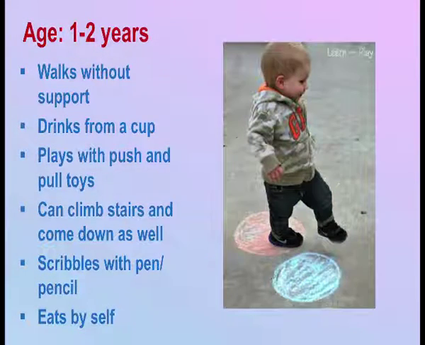Now 1 to 2 years. The child is able to walk without support, drinks from a cup, plays with push and pull toys, can climb stairs and come down as well, scribbles with pen and pencil, and can eat by self.